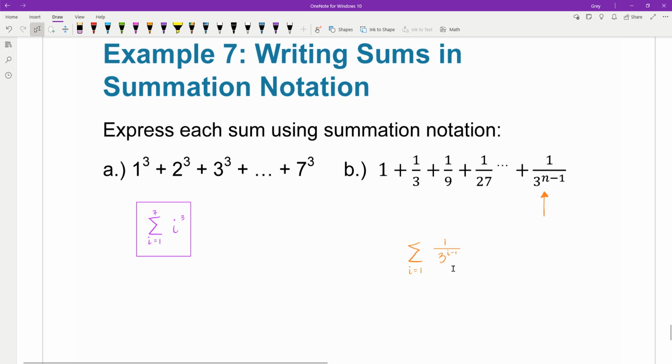If i is 1, 1 minus 1 is 0. Well, what's 3 to the 0? 3 to the 0 is 1. And 1 over 1 is 1. And that's the first term. So I know that that works for the first one. And if I had i equal to n, the last term I have is n, so that's what's going to be at the top. And that's all you have.